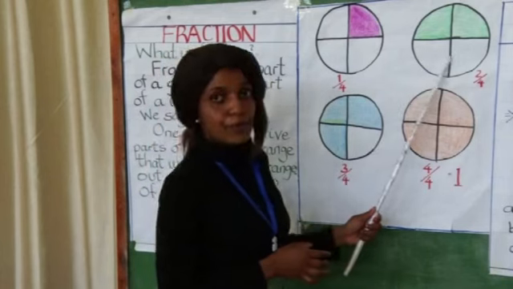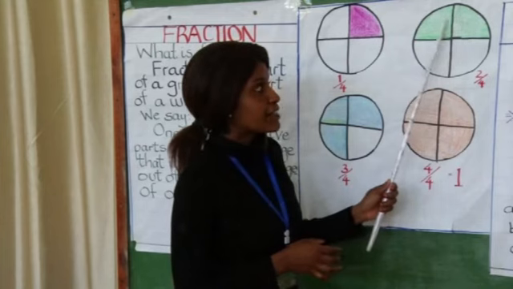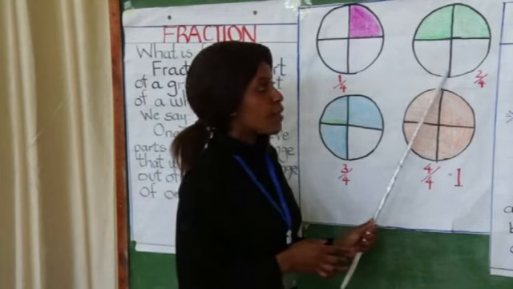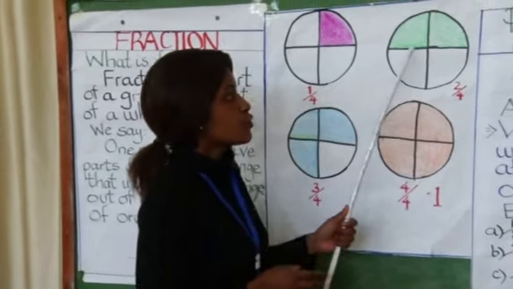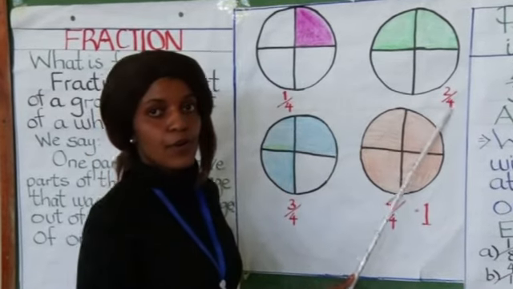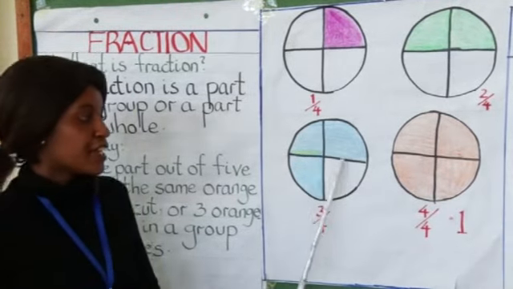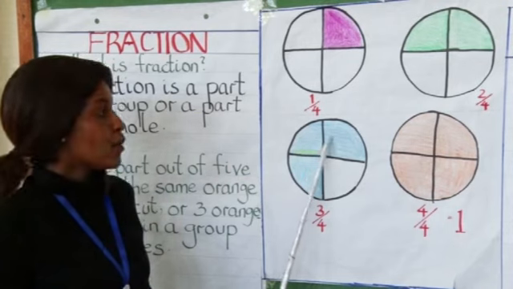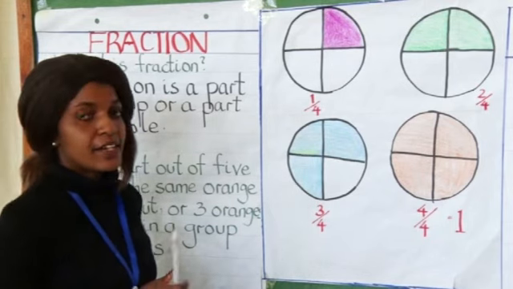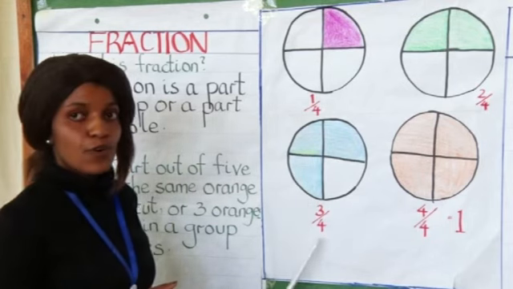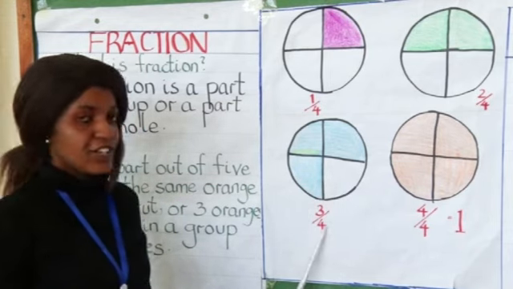Coming to another example, we have this drawing here. Two parts are shaded out of four parts. The fraction of it will be 2 over 4. So two parts are shaded out of four parts. Again, here, we also have shaded parts. The shaded parts are 1, 2, 3 out of 1, 2, 3, 4 parts. So three parts out of four parts are shaded.